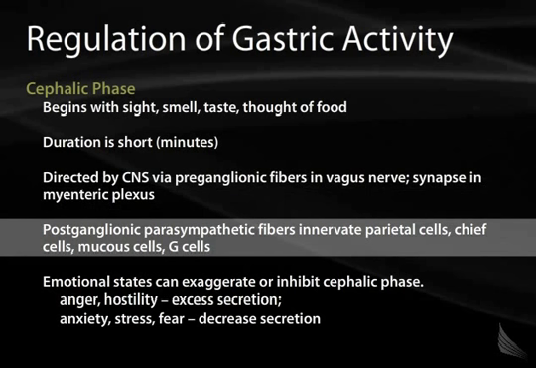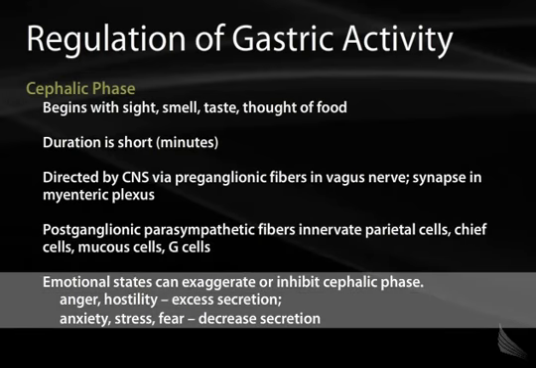Postganglionic parasympathetic nerve fibers, which innervate the parietal cells, chief cells, mucous cells, and G cells, also play an important role. Now, all of these cells that we've just mentioned are present in the stomach, but they'll be stimulated during the cephalic phase. Therefore, all of these actions are occurring at once. Emotional states can also exaggerate or inhibit the cephalic phase. So anger, hostility, and stress can either act to increase or decrease secretion.